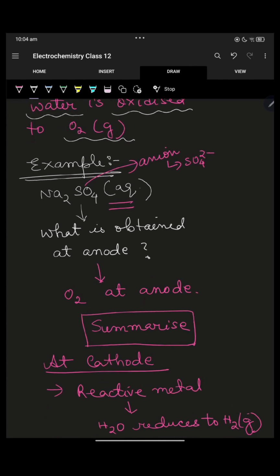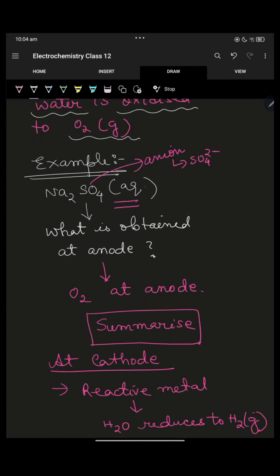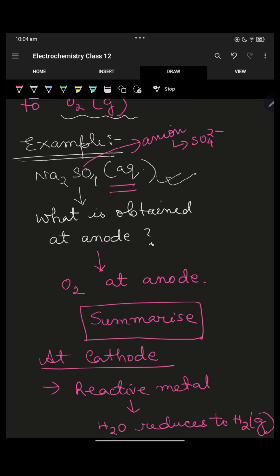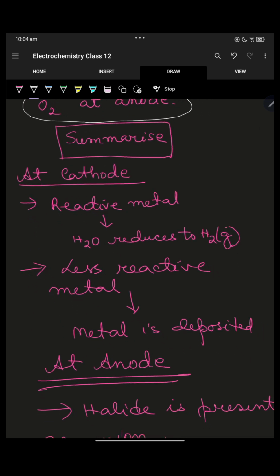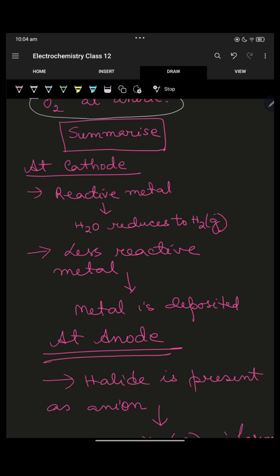See one example here, Na2SO4, sodium sulfate. If I take an aqueous solution of sodium sulfate, what is obtained at the anode? You know that at the anode, oxidation will take place, loss of electrons will take place. The anion is sulfate, so here oxygen is produced at the anode. Let us summarize the concept. At the cathode, if it is a reactive metal, then H2O reduces to H2. If it is a less reactive metal, then the metal is deposited.